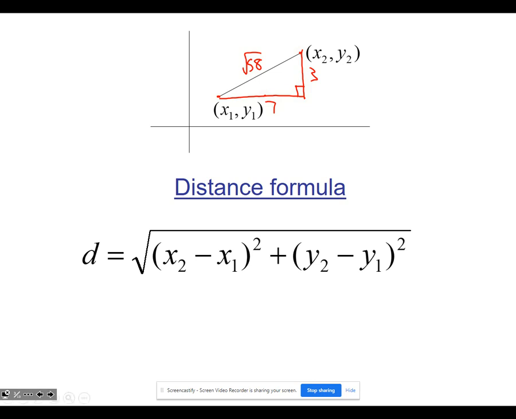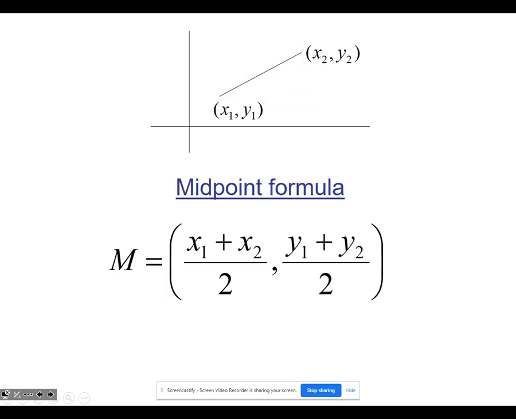Okay, second formula, the midpoint formula. This is if you're looking for the exact middle between 2 points. And in coordinate geometry, we are looking for it. All you got to do is average the x's and average the y's.